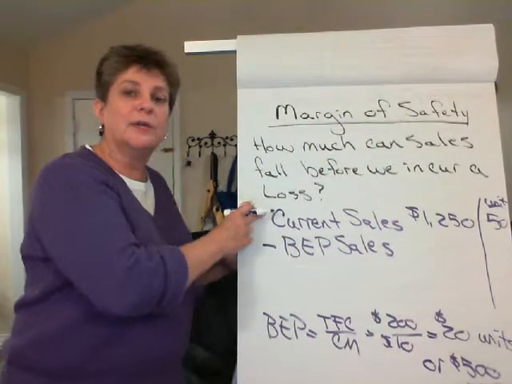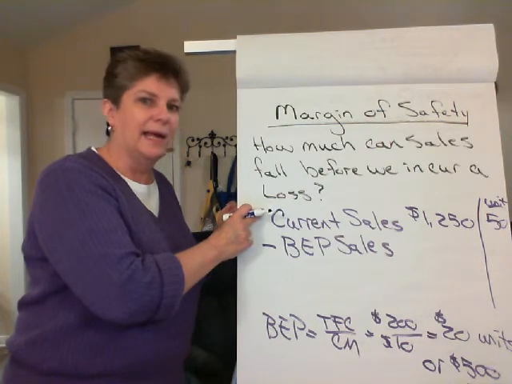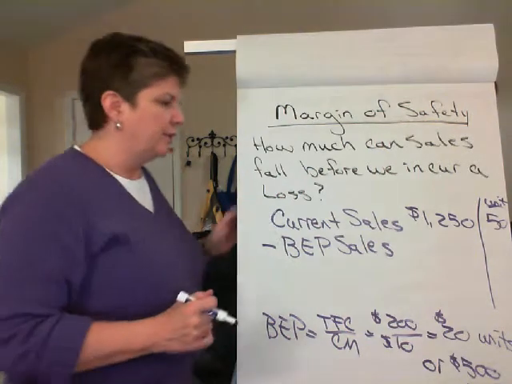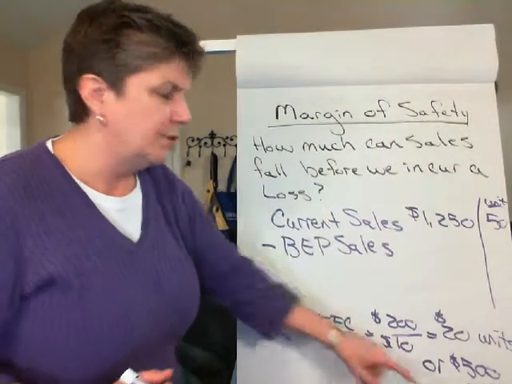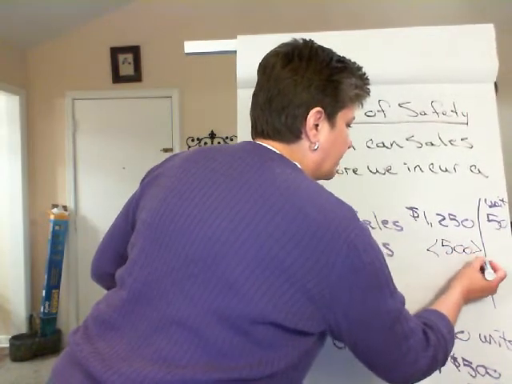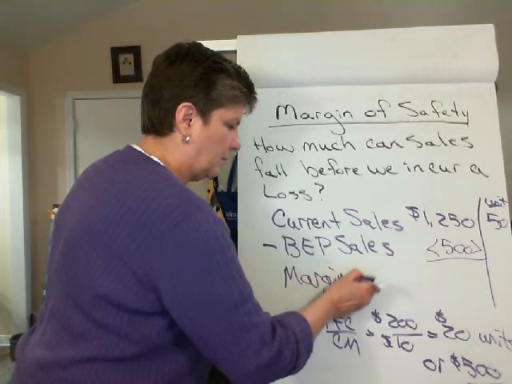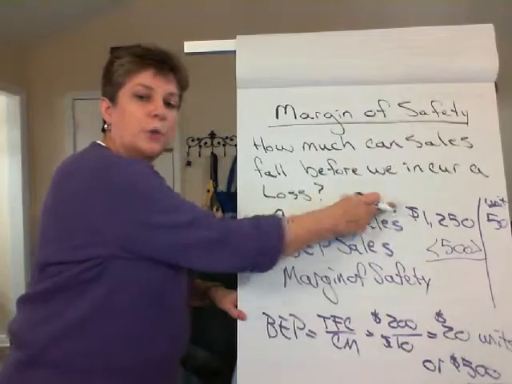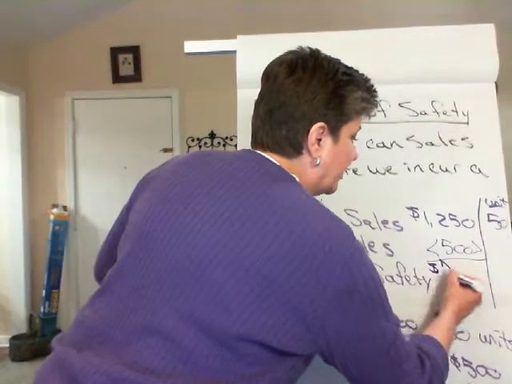So we compare our current sales. You could also use budgeted sales. If plans go awry, how bad can things get before we start incurring a loss? In this case, we've got current sales data, and we subtract break-even point sales. So for the dollar total, that's $500. So our margin of safety in dollars, $1,250 minus $500, is $750.